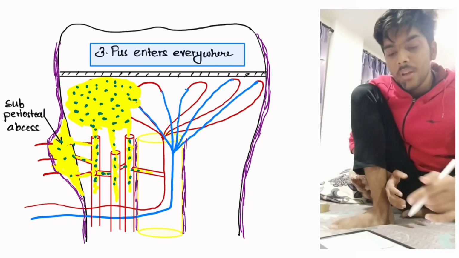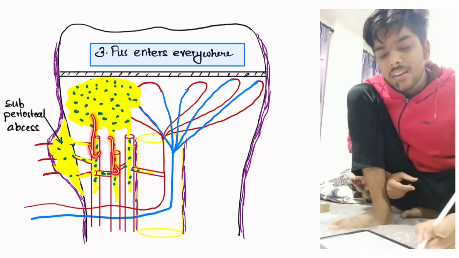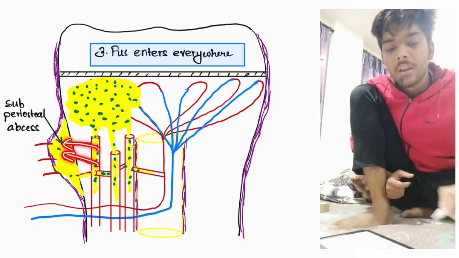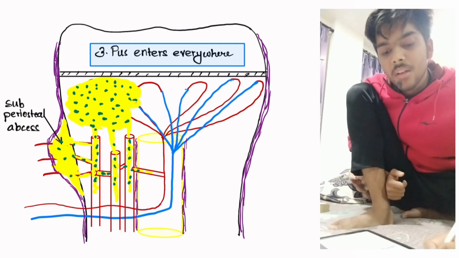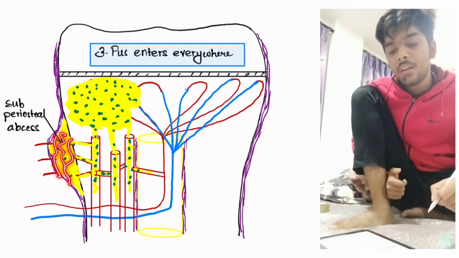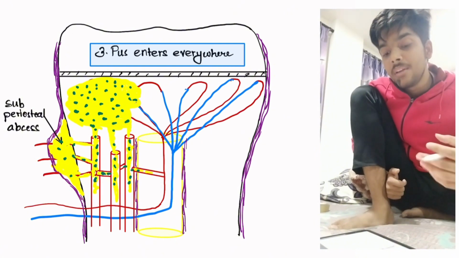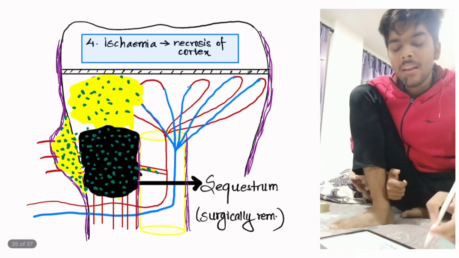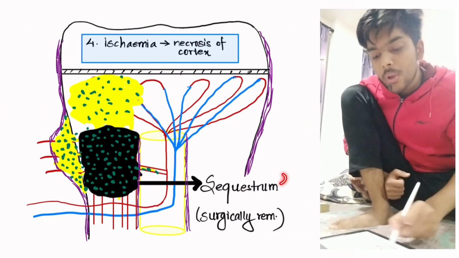The pus proliferates and enters everywhere it can. It enters inside the Haversian canal, it enters inside the Volkmann canal, and it even comes out of the bone. It forms an abscess just behind the periosteal layer called the subperiosteal abscess and destroys the blood vessels at that particular region. All the blood vessels at this particular area get destroyed due to invasion of the pus, leading to ischemia of that region, and ischemia leads to the necrosis of that particular region of bone, which is called sequestrum.